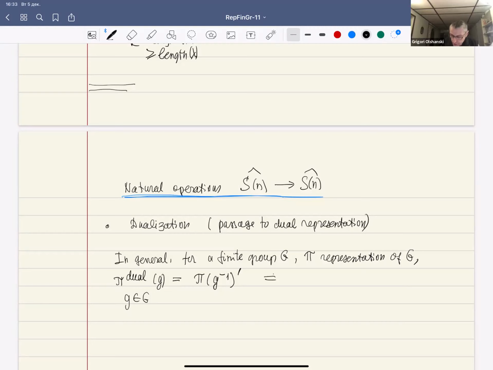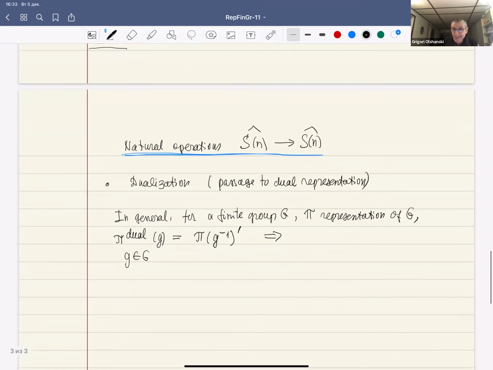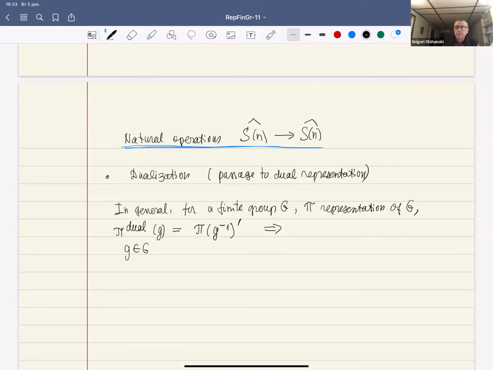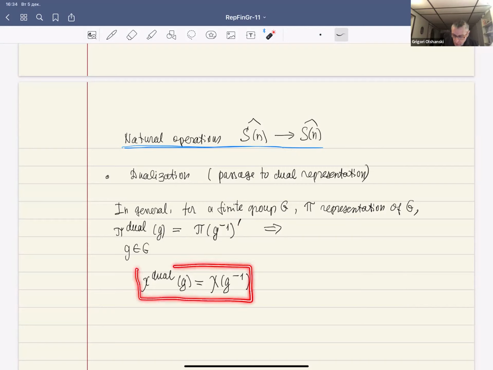Well, so it follows, what is important for us. So there is a simple connection between the characters of a given representation and the dual. The connection is very simple. So we have that a dual character, meaning the character of a dual representation, is related to the initial character by this relation. This is because, if we take a basis, then conjugation is just transposition, and the trace is not affected by this operation. So we have this relation.